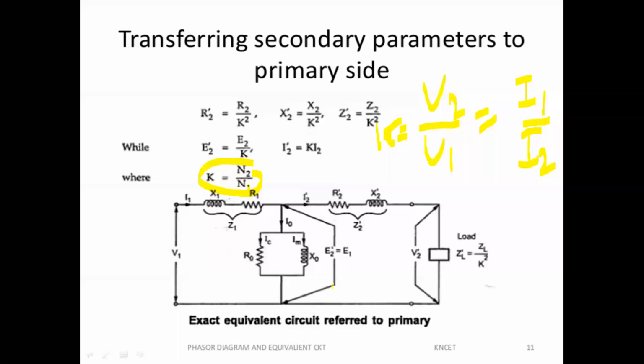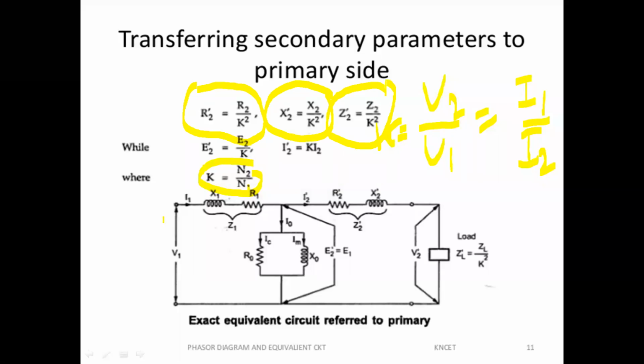So this is secondary resistance transferred to primary side by K square. Similarly, secondary reactance is also transferred to primary side by K square. Similarly, secondary impedance is also transferred to primary side by K square. That means if you want to transfer resistance, reactance and impedance, the quantity is divided by K square, then we get the primary equivalents of the components.